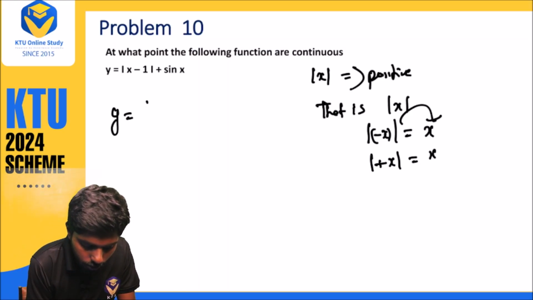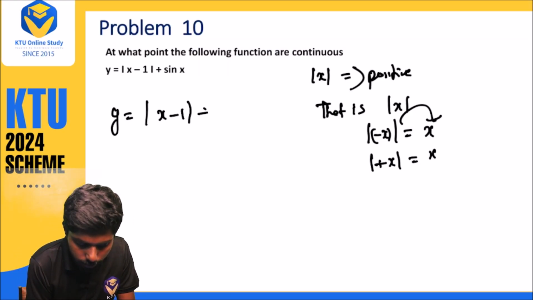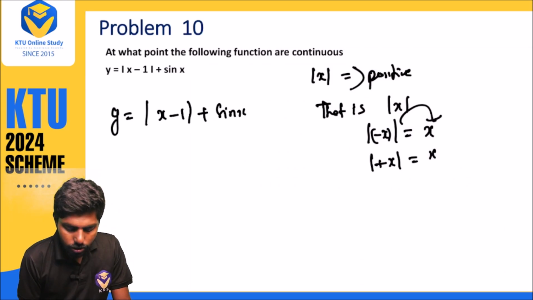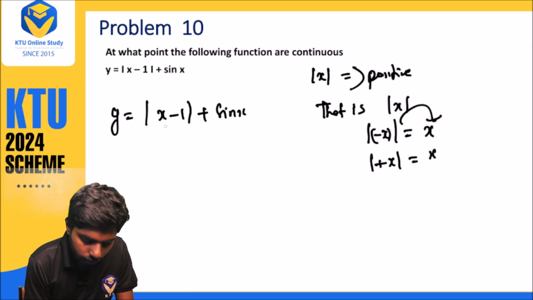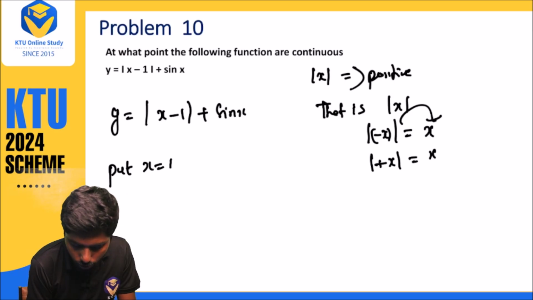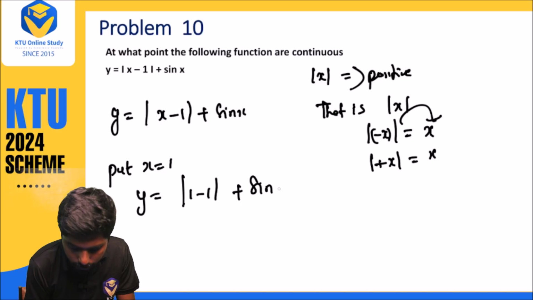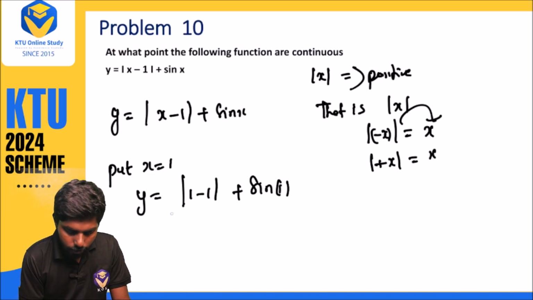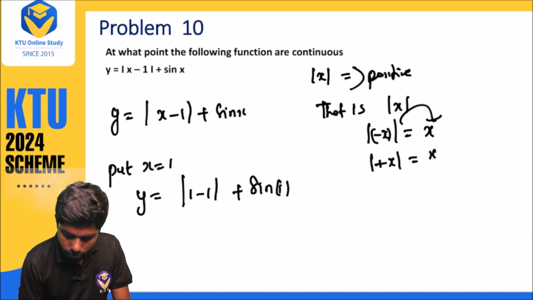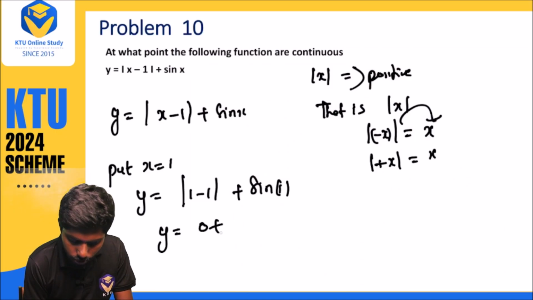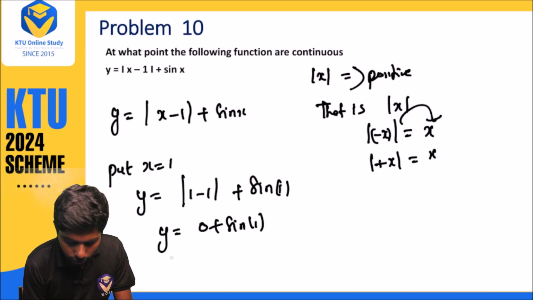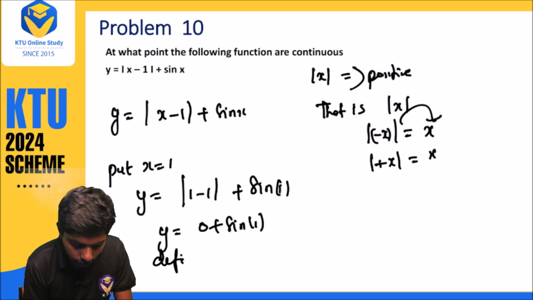Similarly, y is equal to x minus 1 plus sine x. We know that we can substitute any value. So put x is equal to 1. What will happen? y is equal to 1 minus 1 plus sine 1, that is nothing but y is equal to 0 plus sine 1. So you are getting a defined value.